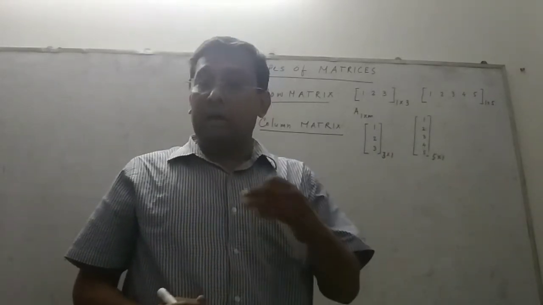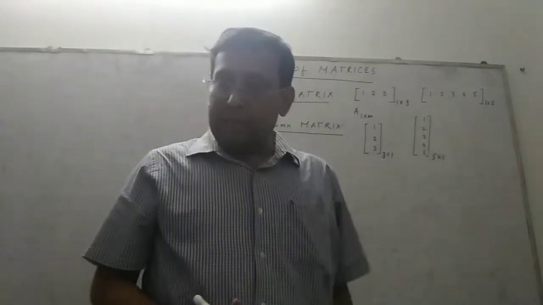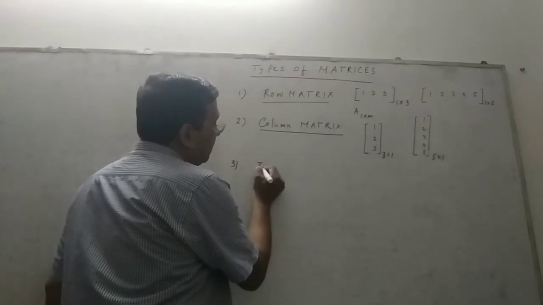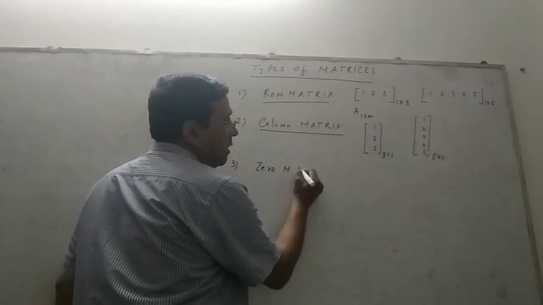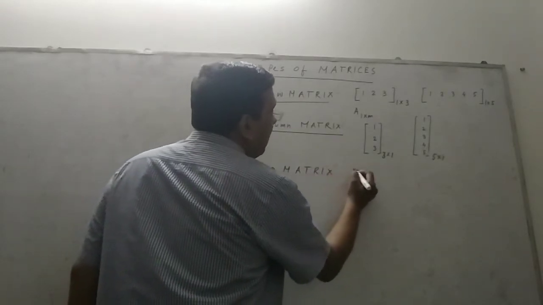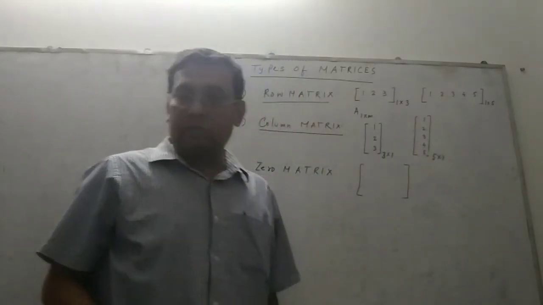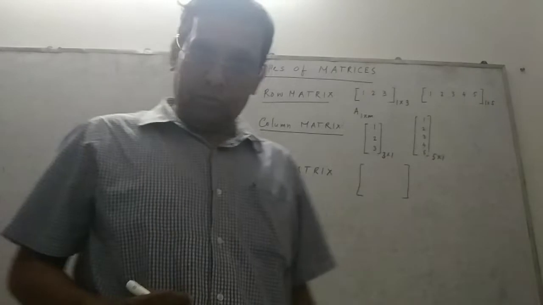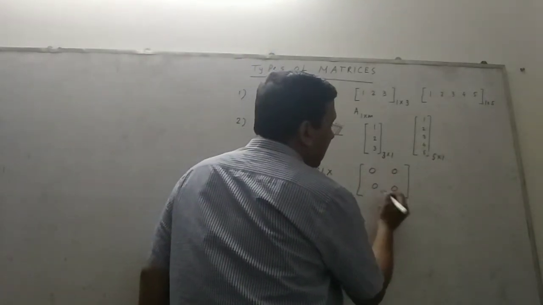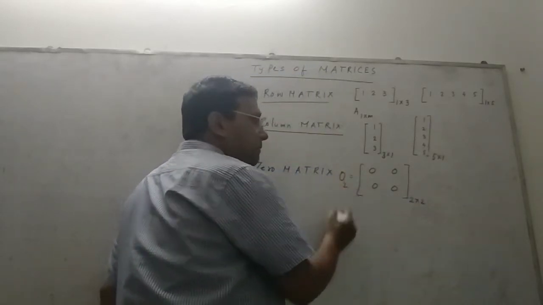Next is zero matrix or null matrix. Now, before writing, what is a zero matrix? Zero matrix: when all the elements of a matrix are 0. Now, if I say 0, 0, 0, 0, it is a 2 by 2. Then I will write this in this way.